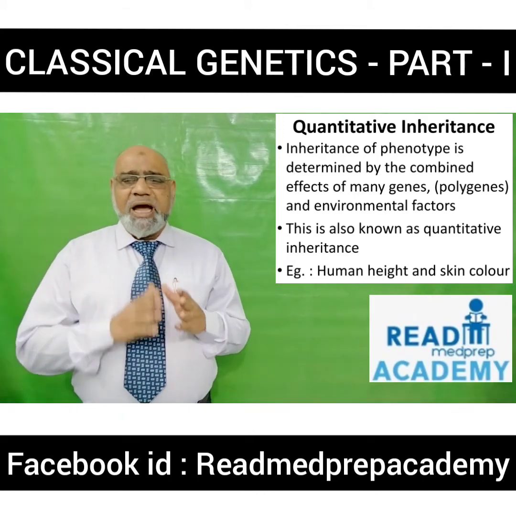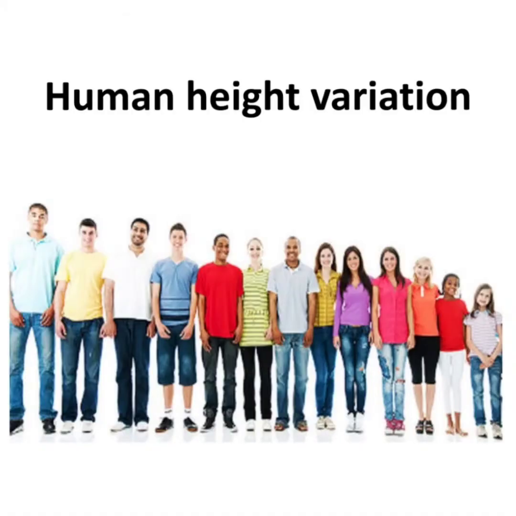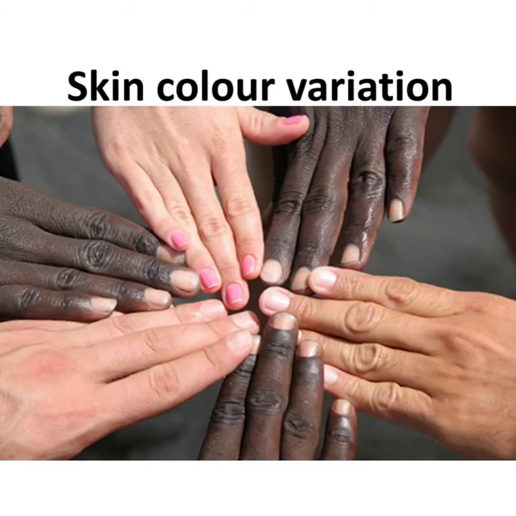Example, human height and skin color. Here you can see the variation in the height. Each individual varies in his height and is different from each other in their height. Here you can see each individual is different in his skin color.